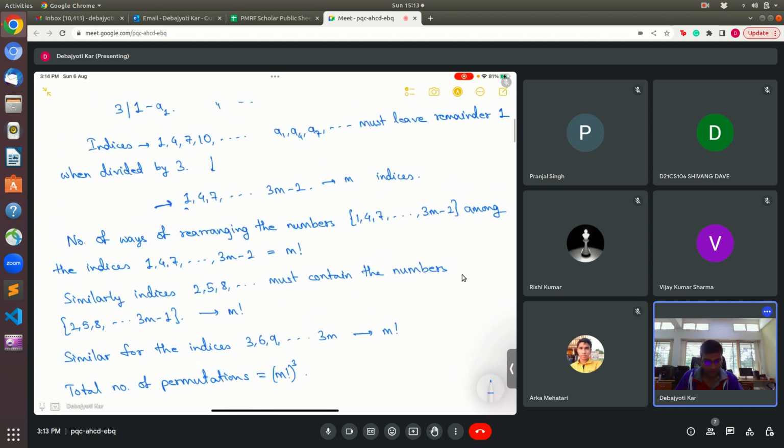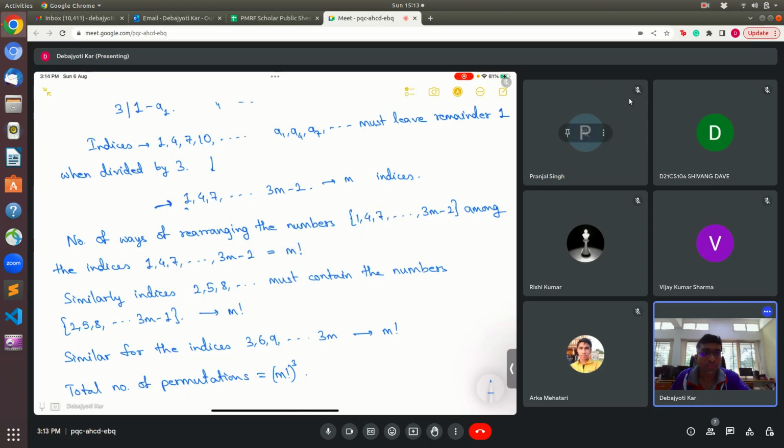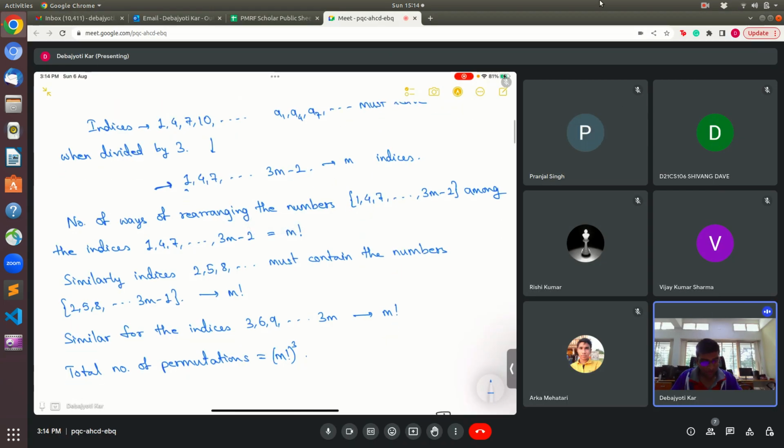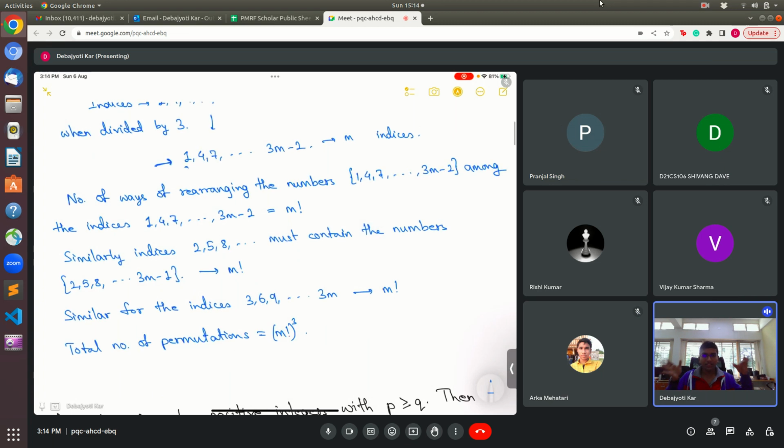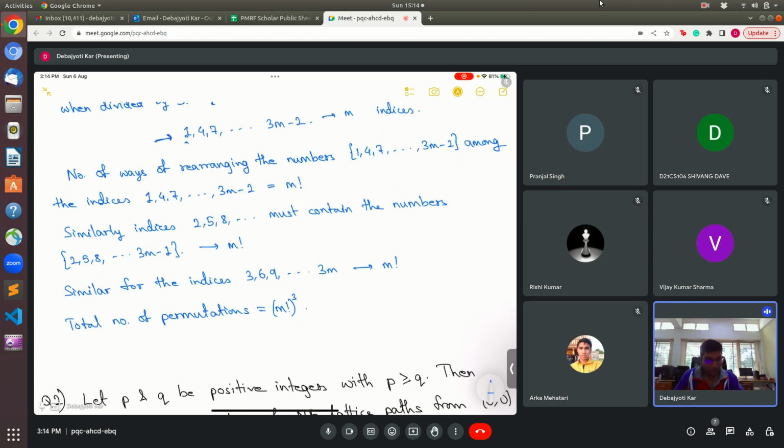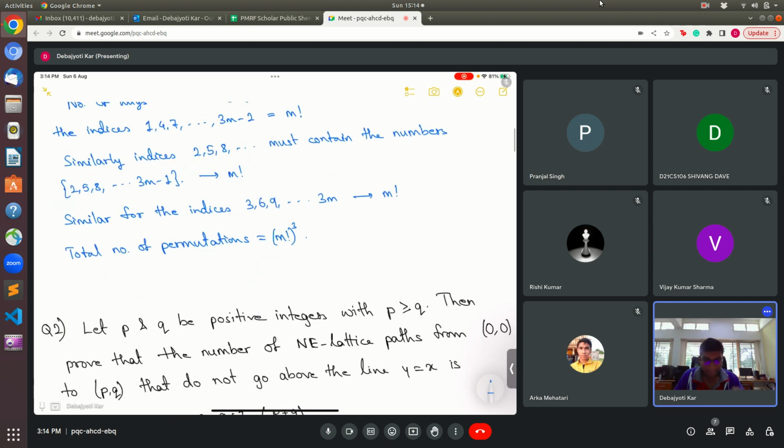Okay, is this clear? Basically it's like rearranging the numbers in the appropriate indices. If this is clear, we can move on to the next question.